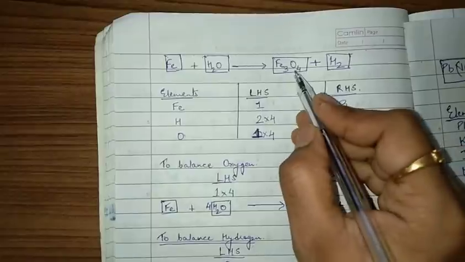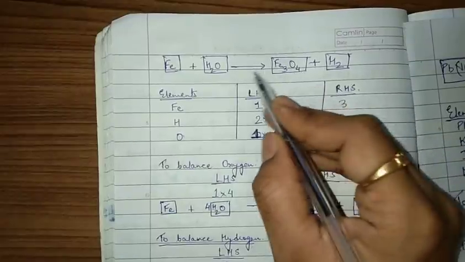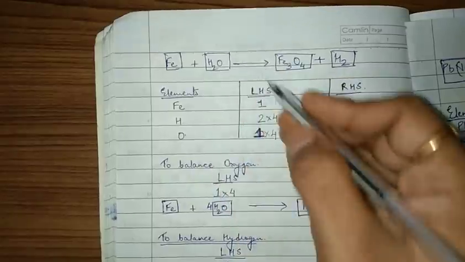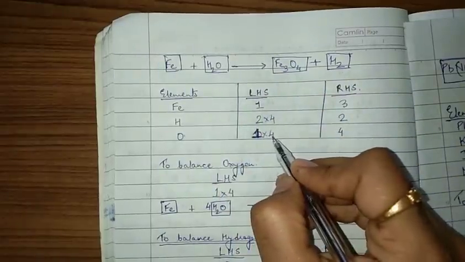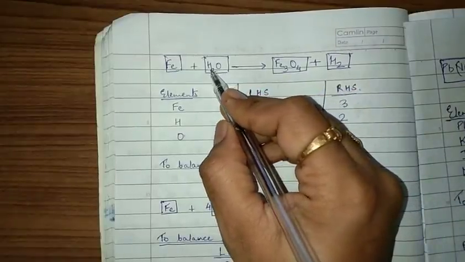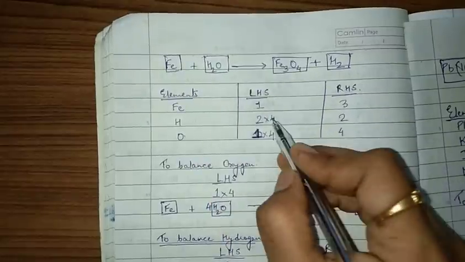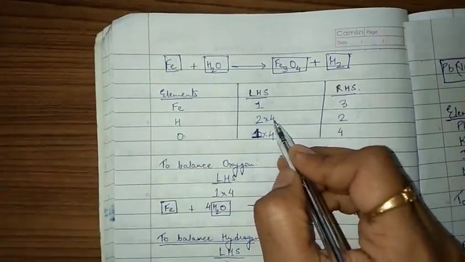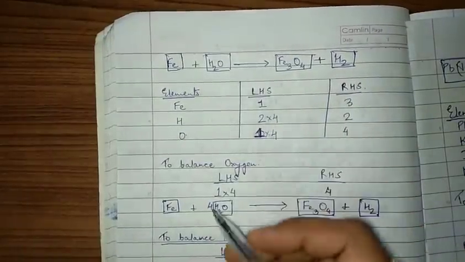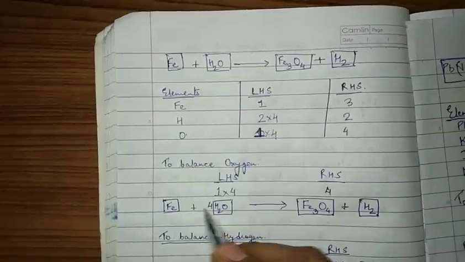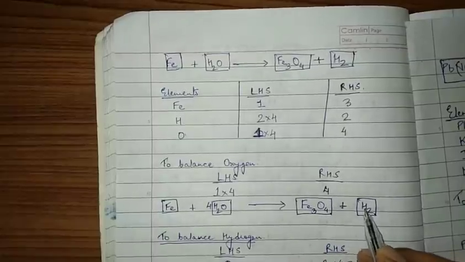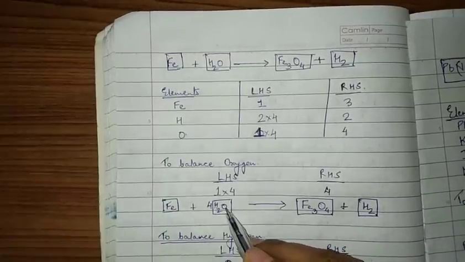Now what we do is, because O is 4 on the right hand side and O is only 1 on the left hand side, we will multiply the left hand side O by 4. When we multiply this left hand side O by 4, we also find that this O is existing along with hydrogen. So this means that we have to multiply H also by 4. So when we multiplied this H and O by 4, our equation now looks as Fe plus 4H2O gives Fe3O4 plus H2.